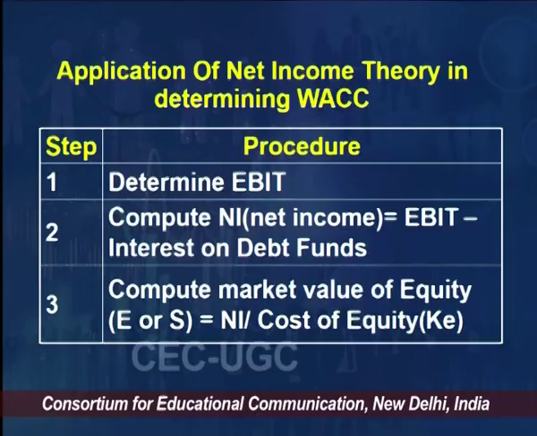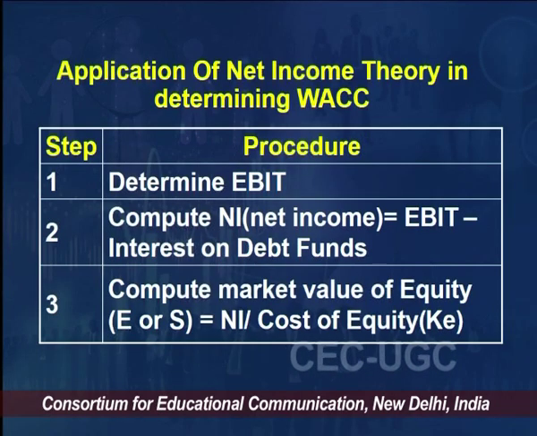So today I am going to pursue the application of this theory. To understand the application of the net income approach in determining the overall cost of capital, that is WACC, weighted average cost of capital, we follow certain steps. So what are those steps as per NI approach? First step is that we will be determining earning before interest and tax. So step 1, determine EBIT, which is earning before interest and tax.